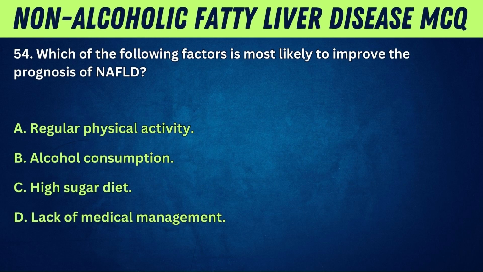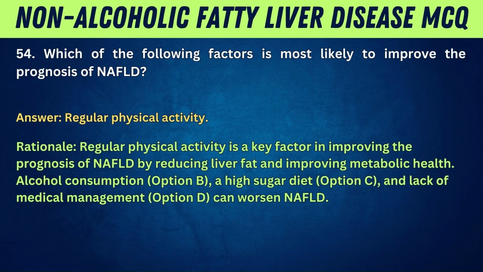54. Which of the following factors is most likely to improve the prognosis of NAFLD? A. Regular physical activity. B. Alcohol consumption. C. High sugar diet. D. Lack of medical management. Answer: regular physical activity. Rationale: regular physical activity is a key factor in improving the prognosis of NAFLD by reducing liver fat and improving metabolic health. Alcohol consumption, option B, a high sugar diet, option C, and lack of medical management, option D, can worsen NAFLD.